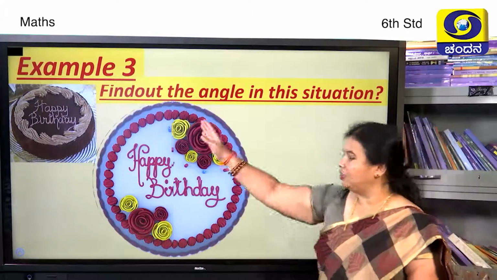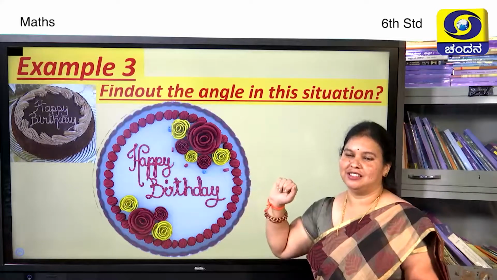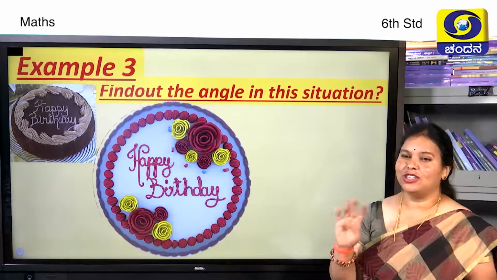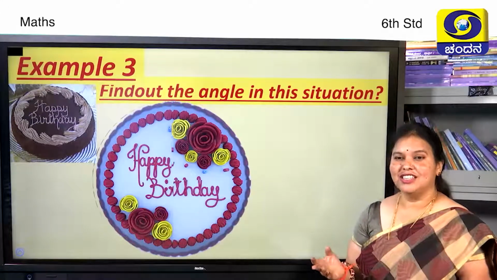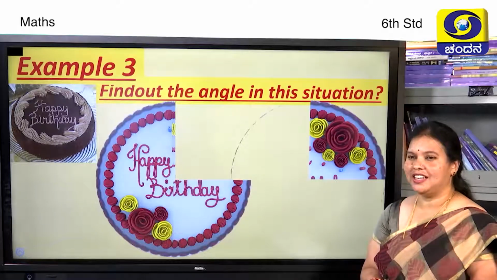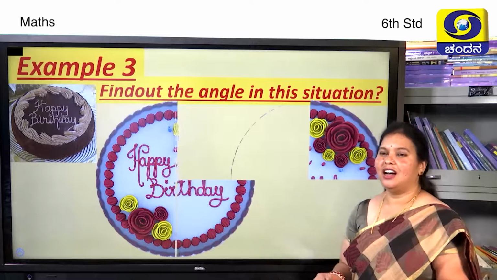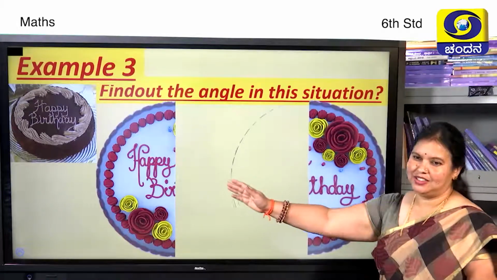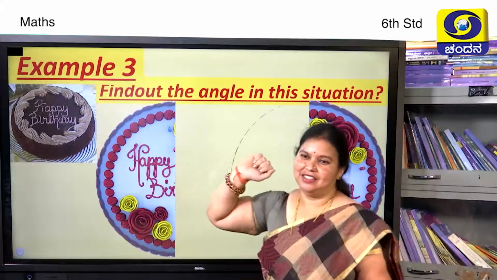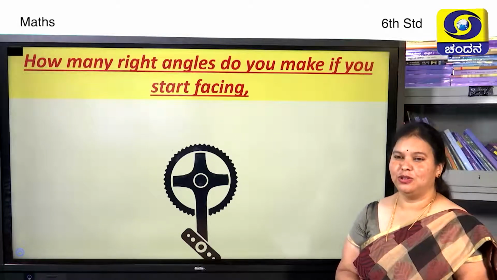So draw 2 imaginary lines across this cake through the center and cut along the lines. So you will get 4 equal parts, or you can say 4 right angles you got. So each part represents a right angle. So here we have 4 right angles or 2 straight angles. So the whole cake represents a complete angle, isn't it? One more question to you with an interesting visual media.